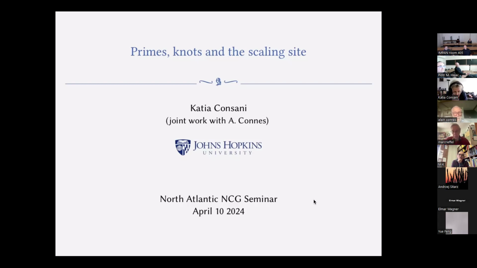So the subject of today's talk is about primes, in fact rational primes, understood or thought of as knots in a three-dimensional sphere. This is the typical topic of arithmetic topology, but the talk will present, obviously, the non-commutative geometry point of view on these kind of already old ideas.